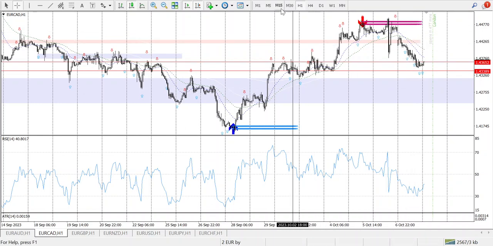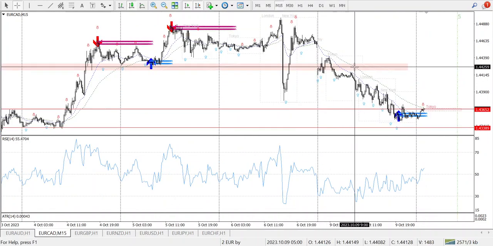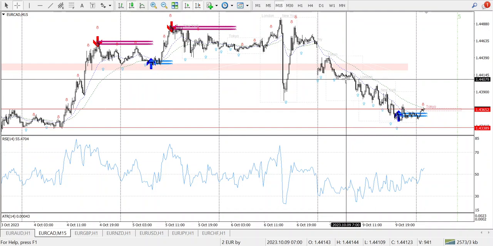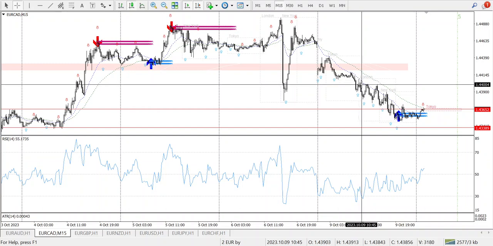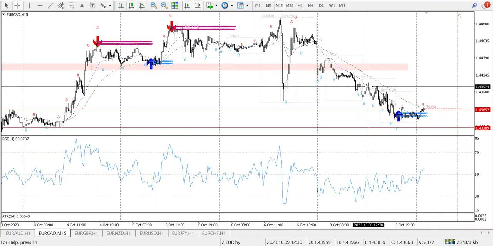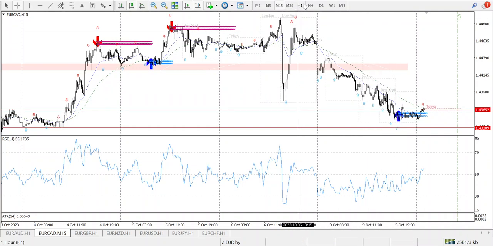I went to 15 minutes and I saw that the market is taking some resistance. So I moved my stop loss here, and this candle marked my stop loss at 143904, something here. And then again the market moved in the same direction. So this was a rookie mistake, I would say.